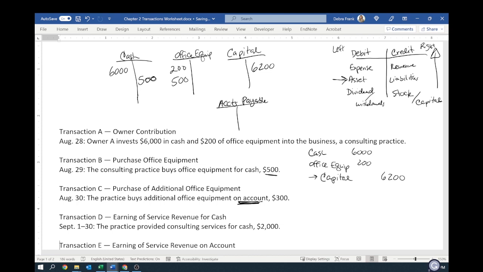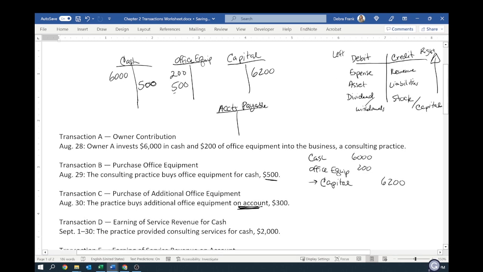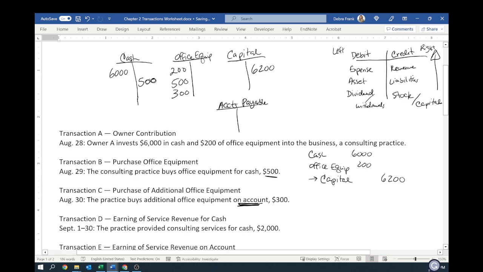Let's start off with office equipment. We know we got an additional $300 worth of office equipment. Office equipment is an asset, and an asset increases on the left side. So we know it's $300 here on this side. And move that up slightly.